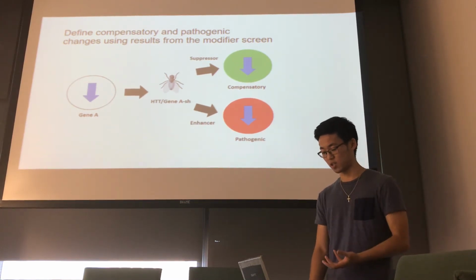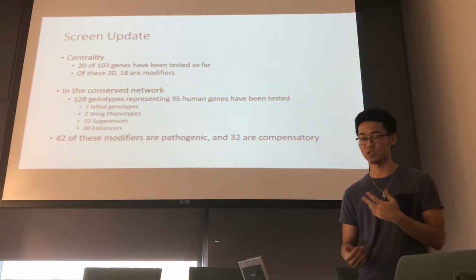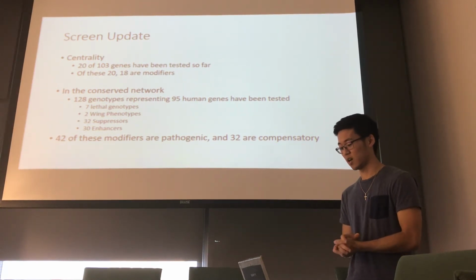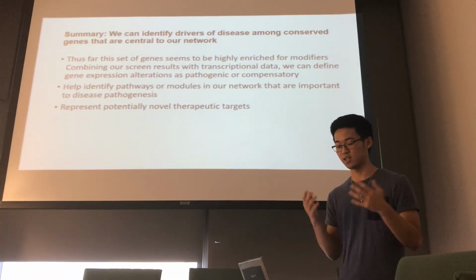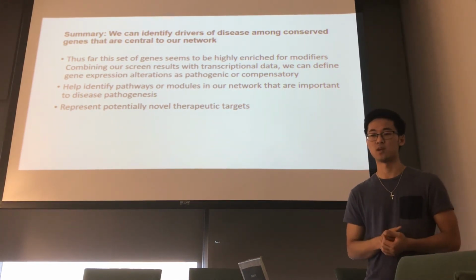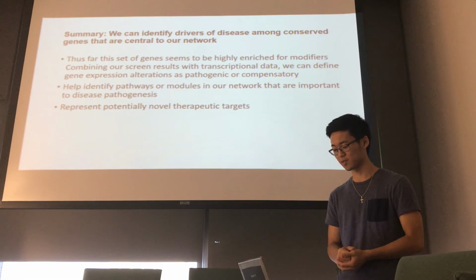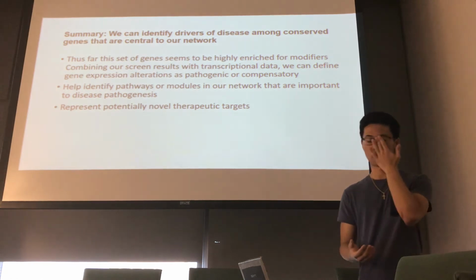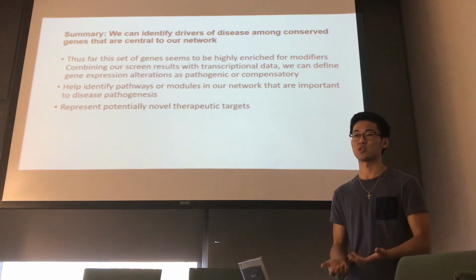The screens have been continuing, and Tarek himself is still trying to gather more data about the recent screens that we've done, so this is not yet the completely updated data. But so far we've seen that the genes we tested in the networks that have been created are very highly enriched in modifiers, genes that are seemingly actually involved in the pathogenesis of Huntington's. Continuing the screen will help us identify important pathways within the disease pathogenesis, and will help us look at novel therapeutic targets of the disease.